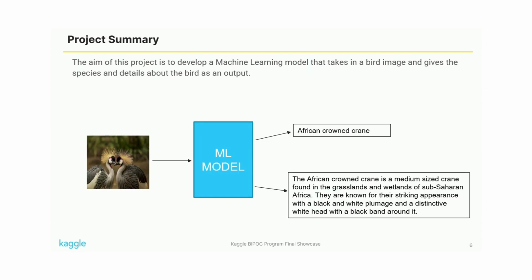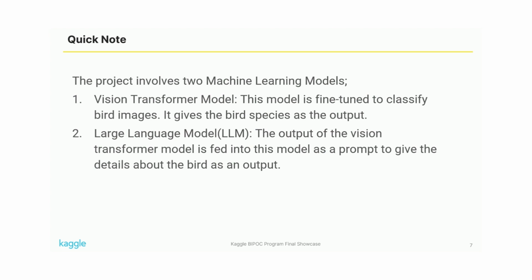So the aim of this project is to build a machine learning model that takes in an image of a bird and gives out the species and details about the bird as an output. Just a quick note, the project involves two machine learning models. A vision transformer model, which is fine-tuned to classify bird images, gives the bird species as the output. Another one is the large language model. The output of the vision transformer model is fed into this model as a prompt to give the details about the bird as an output.